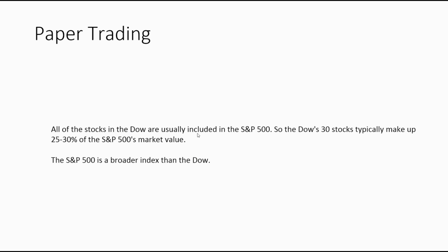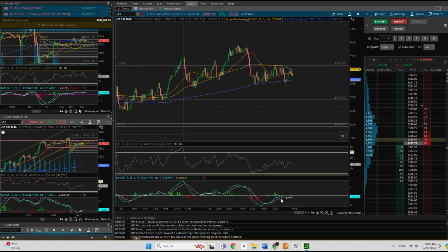Okay, so now you can see the paper trading that I did, and you can see that the Dow, all the stocks in the Dow are usually included in the S&P 500, and so the S&P is a much broader index than the Dow, and I thought that was kind of interesting. So the way I think of it is that what's happening in the Dow is affecting the S&P more than the other way around. It's very interesting, and it really helped me this morning at least to figure out when to hang on to positions and when to maybe get out.